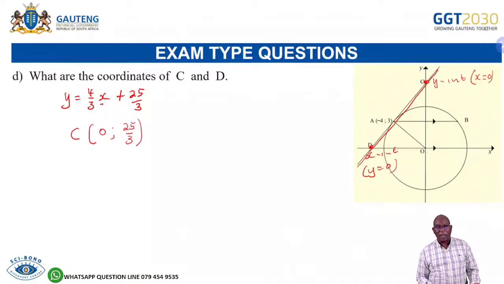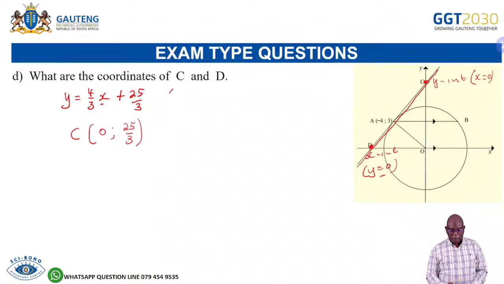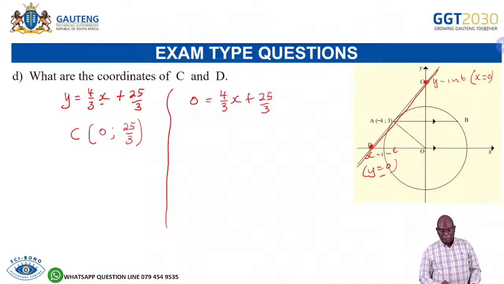Okay, so I can write this as 8 and 1 over 3 or 25 over 3. Just leave it as a fraction, it's fine. Now, for the coordinates of D, it is the x-intercept, meaning that the y value should be 0. So I must work this one out. My y value is 0, so 0 equals 4 over 3 x plus 25 over 3. I need to get the value of x.